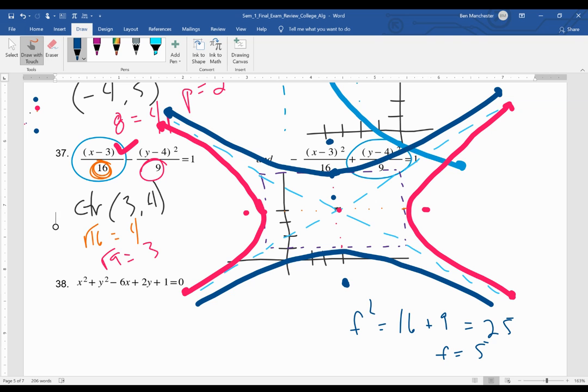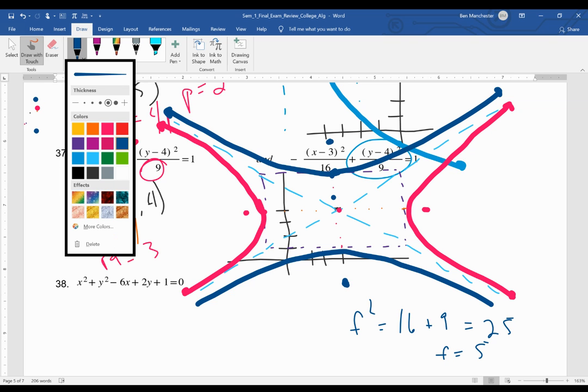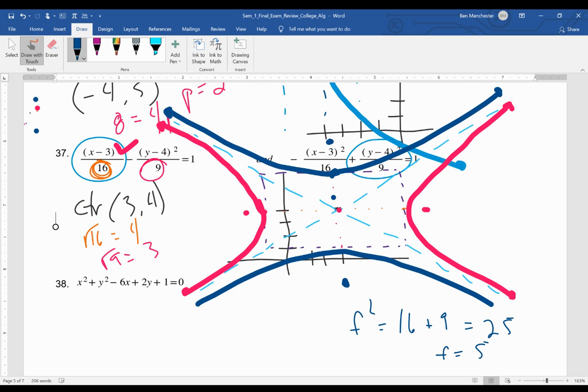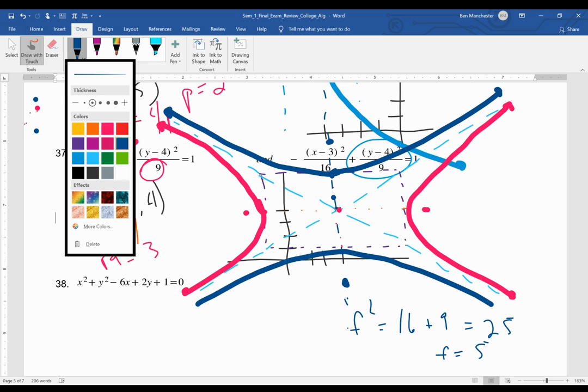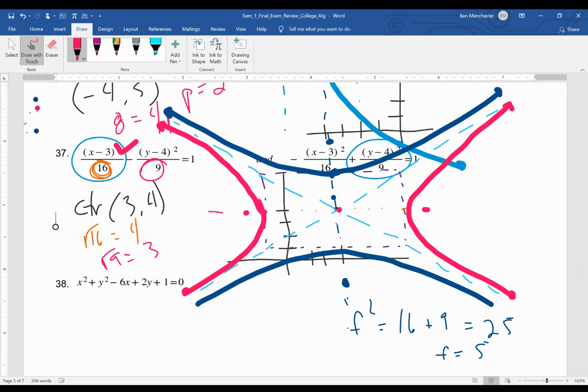Okay, so the focus and your transverse or your major axis is always the one that goes through your focus. Okay, so this would be the major transverse axis for your y graph, and this one would be the major transverse axis for your other graph, just in case you ever want to know.